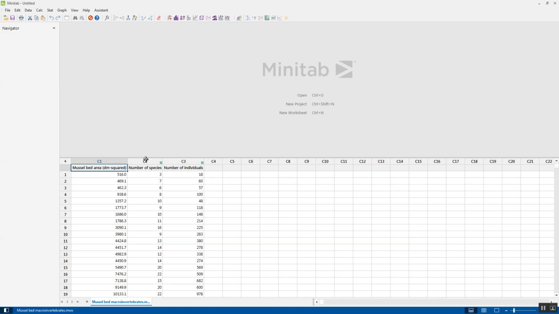So that's what we've got here in this column. There, in this column, we've got the mussel bed area. And here we've got the number of species of macroinvertebrates found, 3 species, 7 species, etc. And here we've got the number of individual macroinvertebrates found in each sampling area.